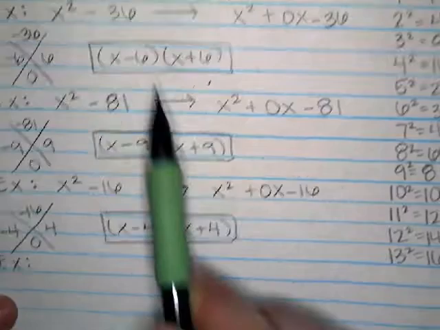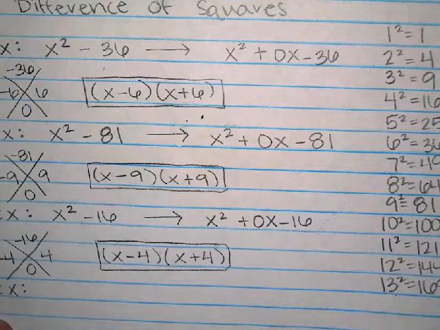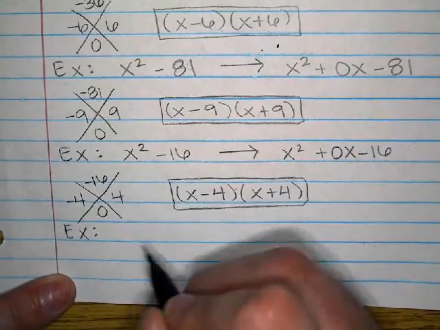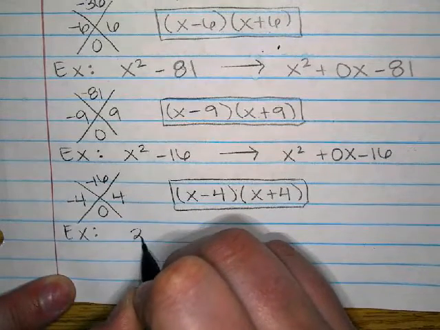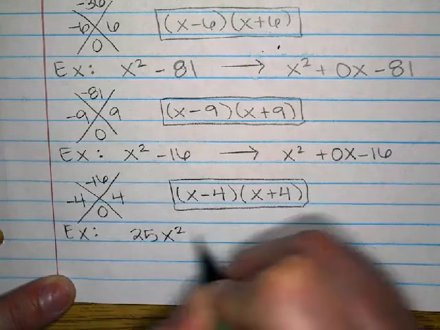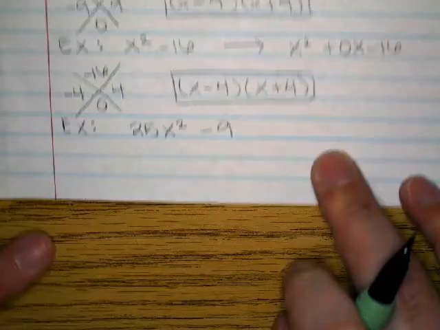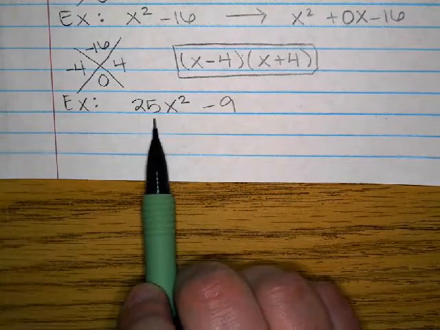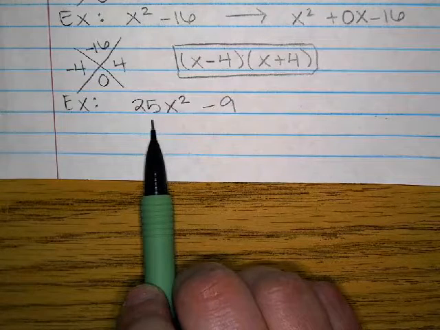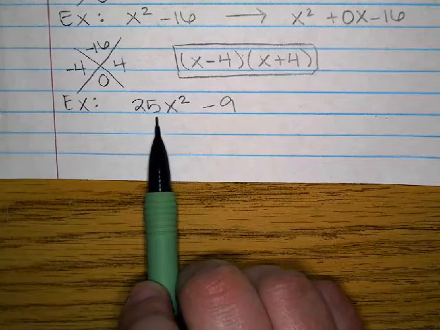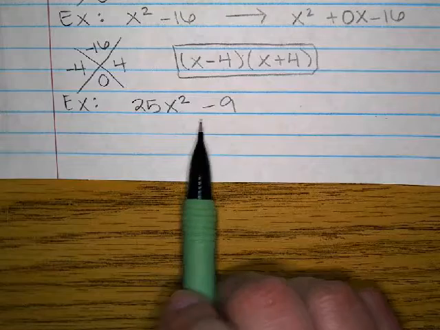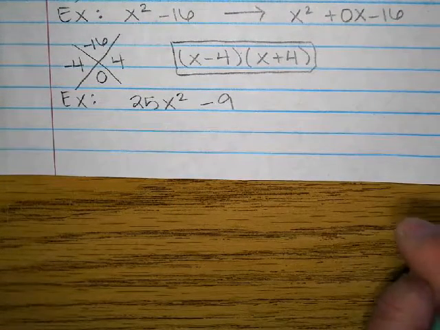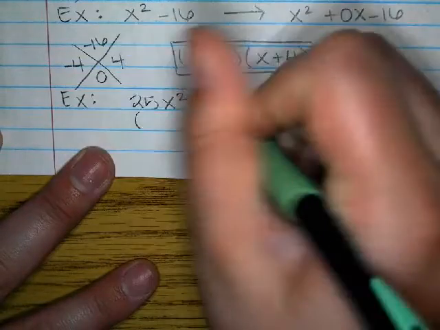Now, when they make these problems a little more complicated, you might see something like 25x squared minus 9. This time, they didn't just say x squared minus 9; they actually put a number with the x also. Everyone see that? 25x squared minus 9. The problem works out very similarly. We're still going to have 2 sets of parentheses, a plus on one and a minus on the other.